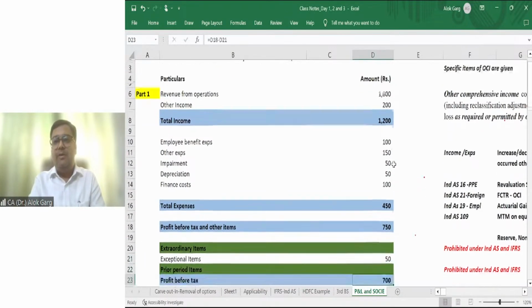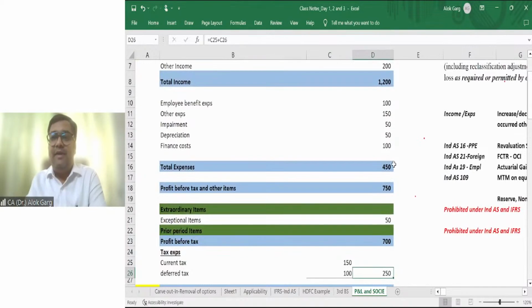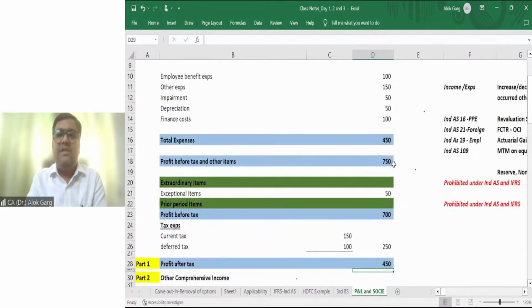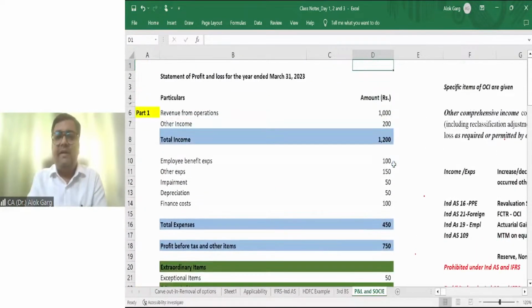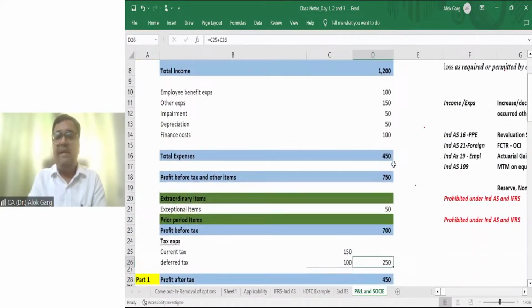Number four, please write down number four. The total of profit after tax plus other comprehensive income is known as total comprehensive income, right? Number five, earnings per share has to be calculated only on profit after tax. Number six, please write down.